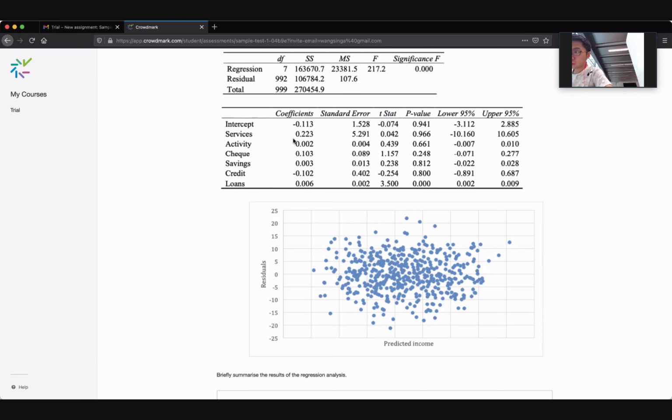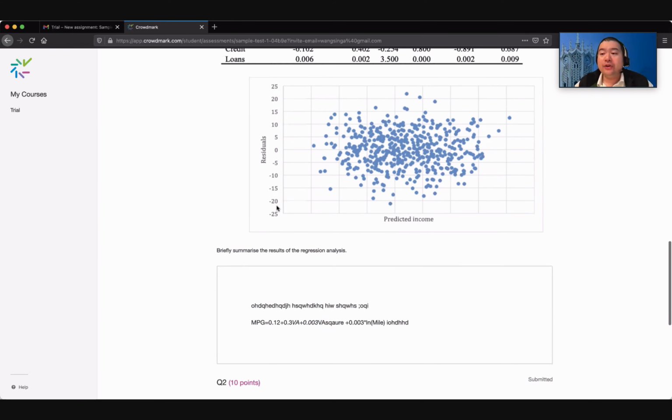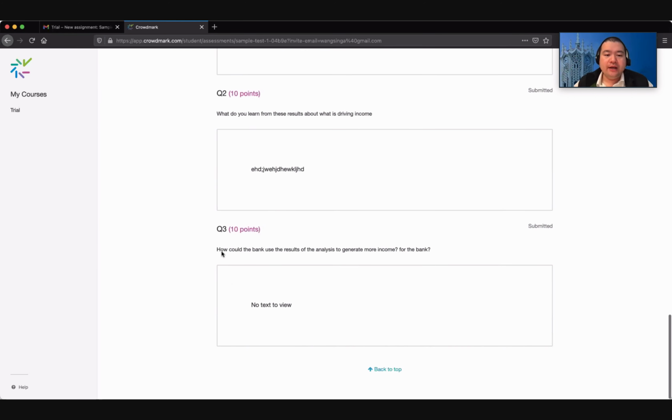So I wish you could merge the interpretation of the coefficients with the p-value together. Don't separate them. I mean, separating them is not a big problem, but it's not preferred, because it can sometimes confuse the reader. By doing so, you can be very clear. Okay, how could the bank use the result of the analysis to generate more income for the bank?